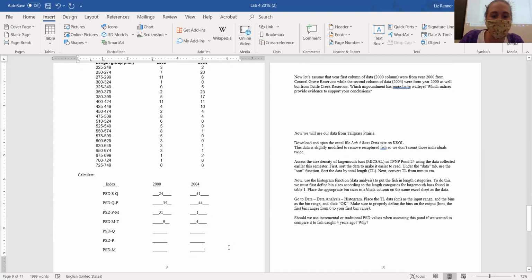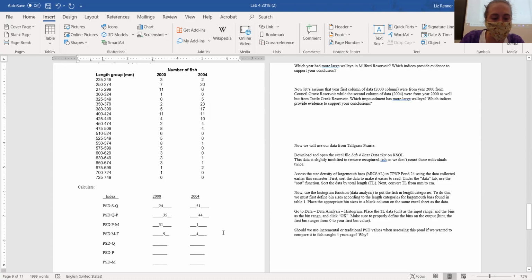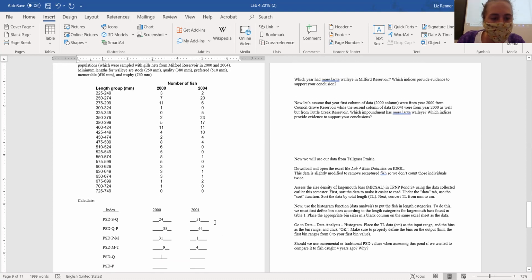Anybody else get those values or something close to that for the range? Okay, cool. And then do you guys have your traditionals yet? No, okay. It's okay, nor do I. This is a good refresher for me as well.